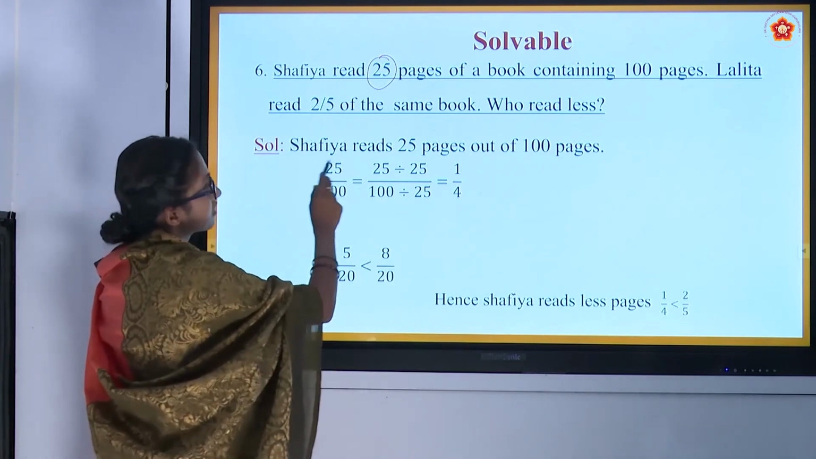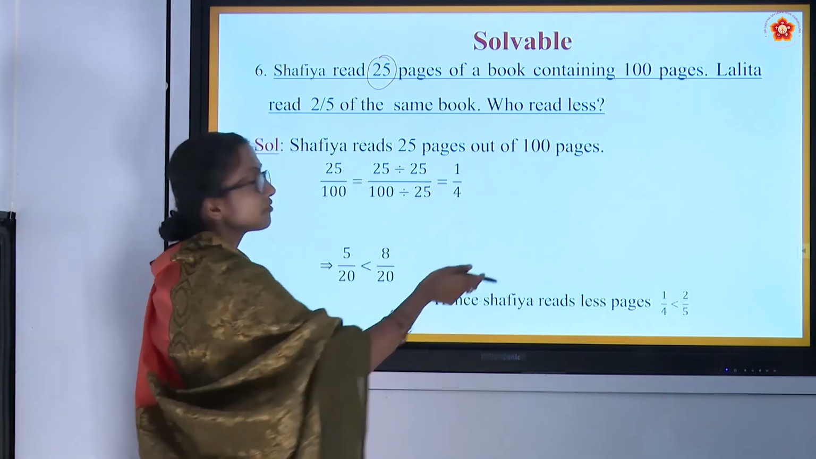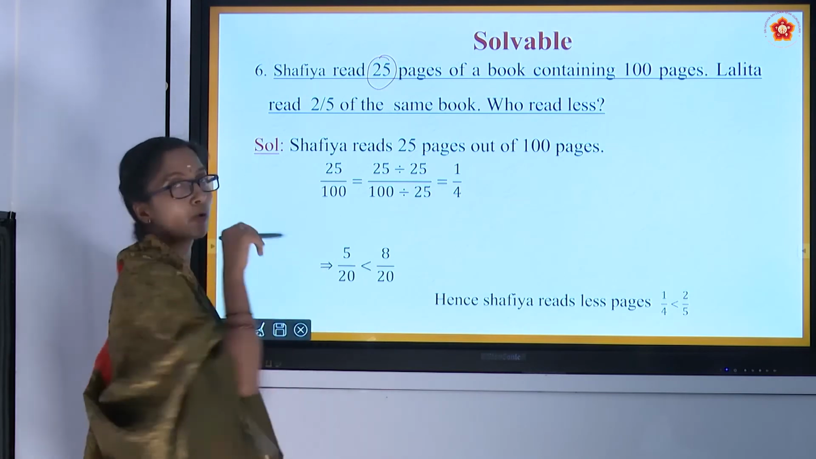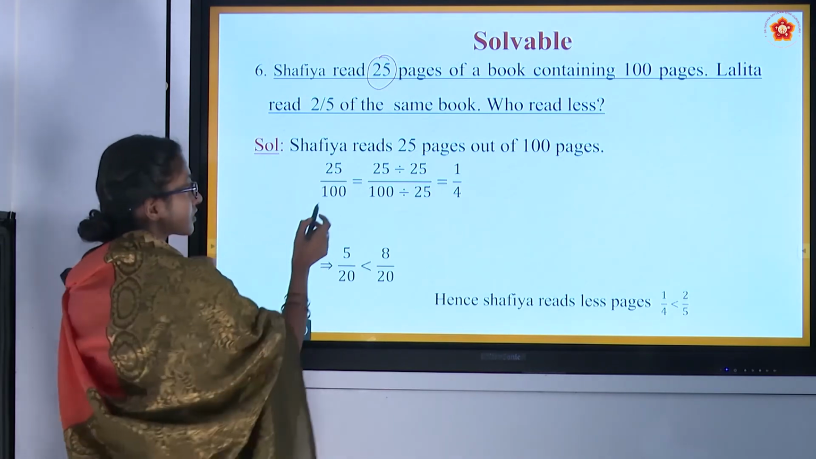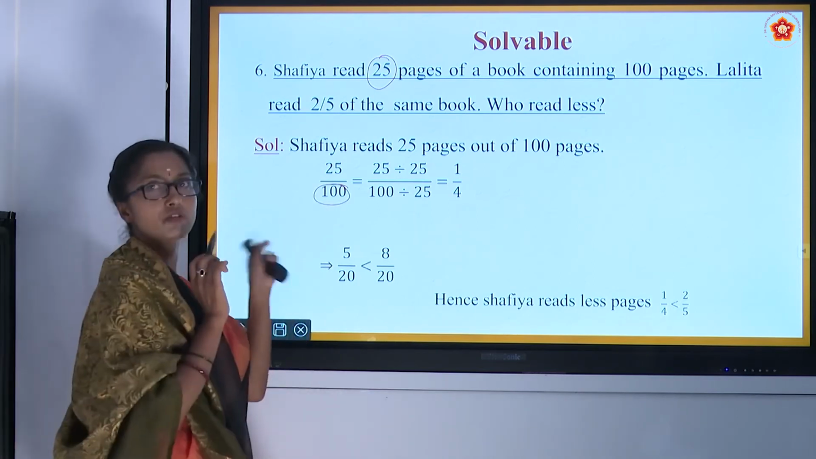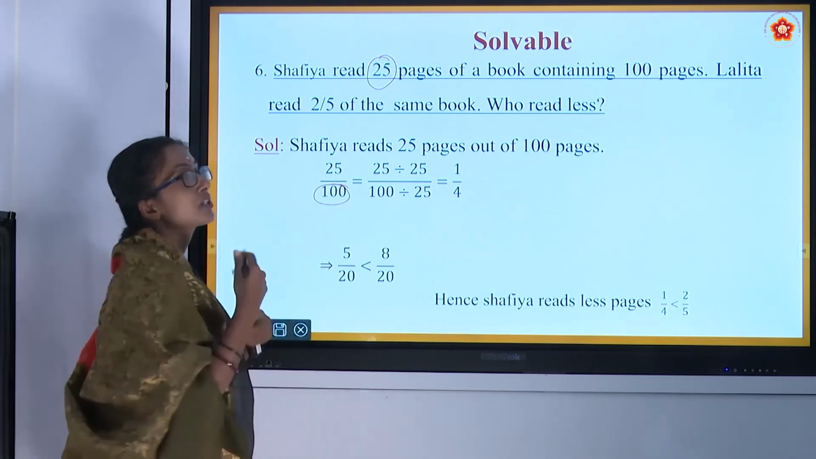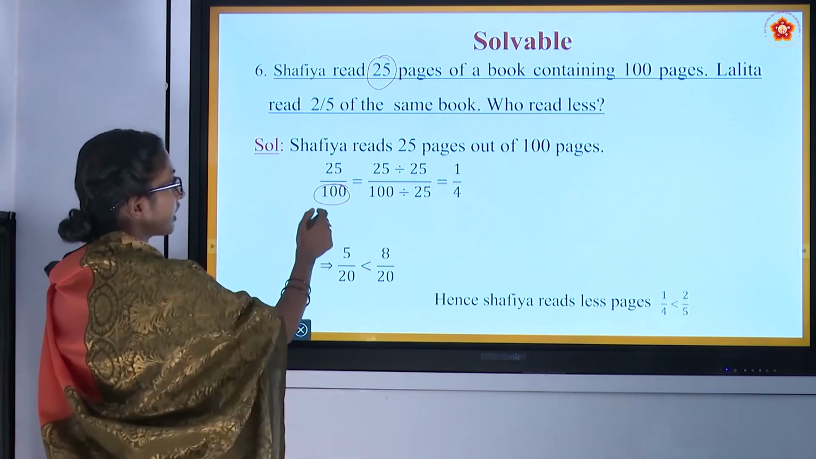Shafia reads 25 pages out of 100 pages. So the whole is 100. A book is divided into 100 pages. Whole is 100, so the denominator will be 100. Numerator, how much will he read? That is 25. 25 by 100.